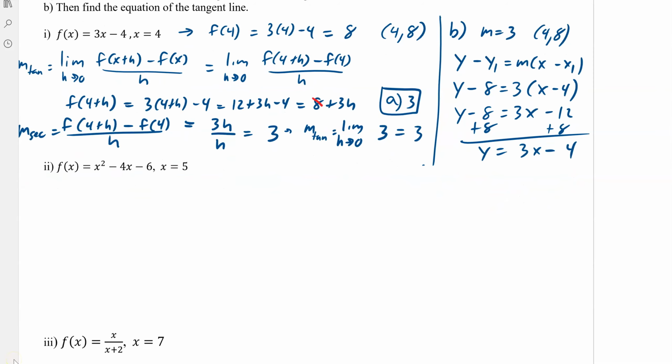So again, first thing you want to do is find that first point. So our x here is 5. So we plug it in because we want to know what the y coordinate is. And so that equals -1. So our point that we're going through is (5, -1).